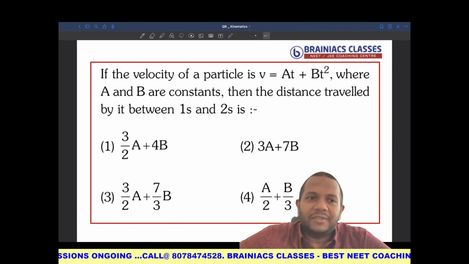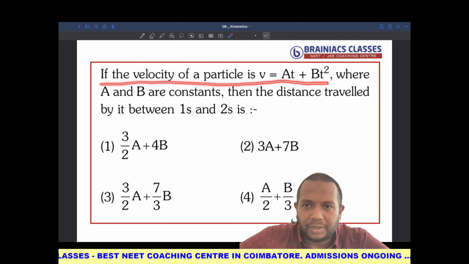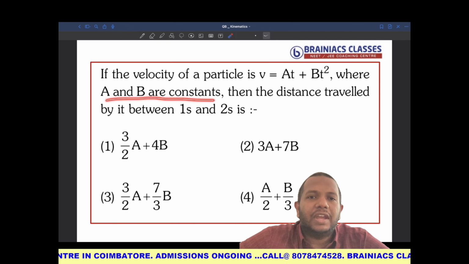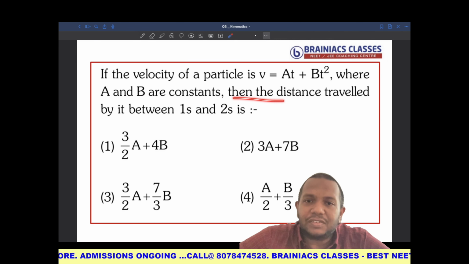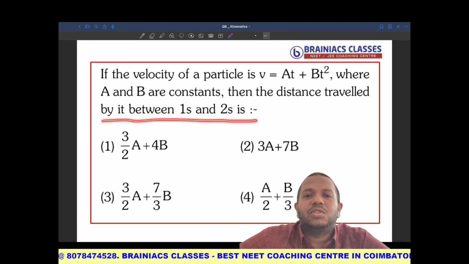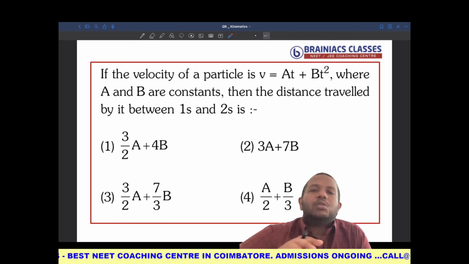So the question given here is, if the velocity of a particle is v = at + bt², where a and b are constants, then the distance travelled by it between 1 second and 2 seconds is... So it's a very fundamental question. So how to do this question?